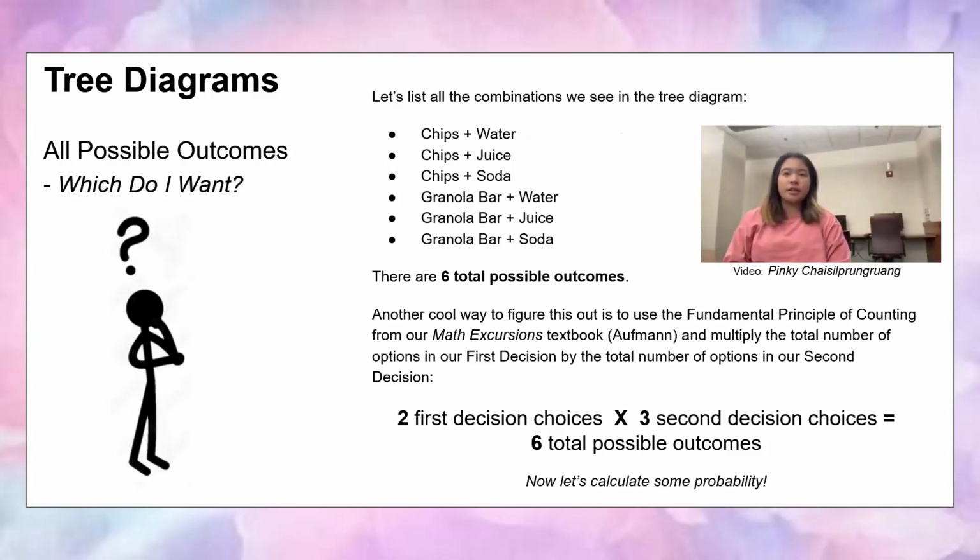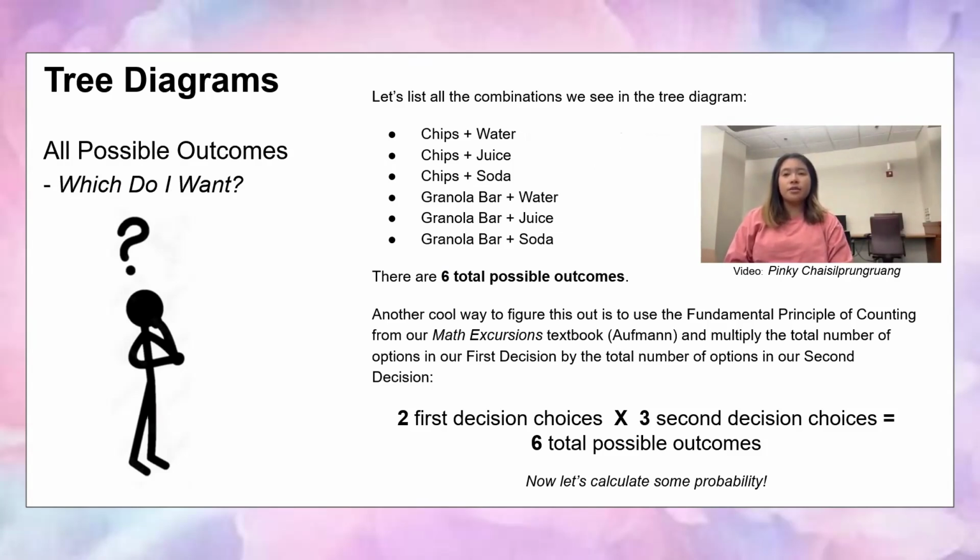Let's list all the combinations we see in the tree diagram. Chips and water, chips and juice, chips and soda, granola bar and water, granola bar and juice, and granola bar and soda. There are 6 total possible outcomes.